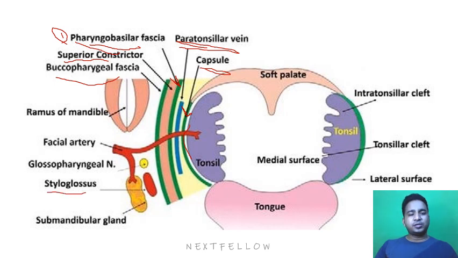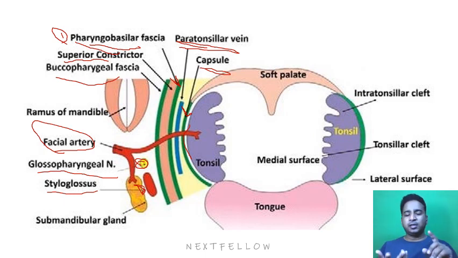What are the other structures? Styloglossal muscle. This is my styloglossal muscle, and the nerve is the glossopharyngeal nerve. You can see in the yellow color, this is my glossopharyngeal nerve, and the main blood supply of the tonsil is the facial artery, which also runs in the bed of the tonsil. So we will repeat again, the bed of the tonsil is mainly formed by the superior constrictor muscle and styloglossal muscle. The nerve is the glossopharyngeal nerve. The artery is the facial artery and its branches, and the submandibular gland also forms part of the bed of the tonsil. I hope it's understood.